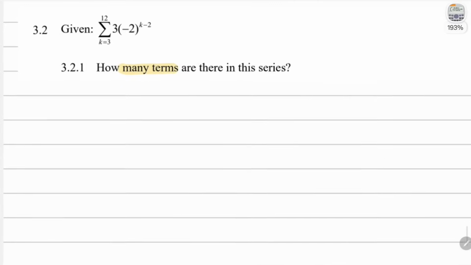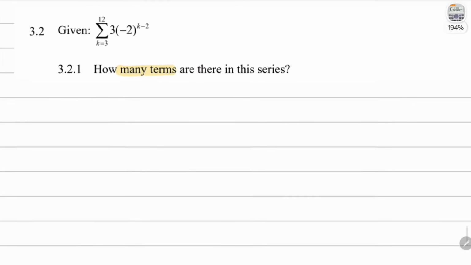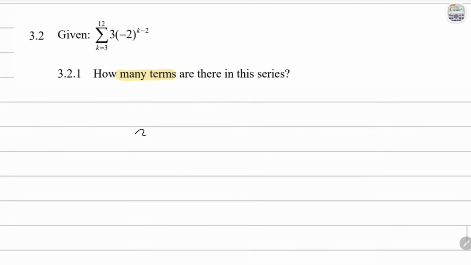An easy way to calculate the number of terms: we're starting at k equals 3 and ending at k equals 12. So just simply say 12, the top number, minus the bottom number, and then plus 1. And that is going to be 10. Okay, so there are actually 10 terms in this series, starting at k equals 3 and then 4, 5, 6 all the way to 12. And that is our answer.